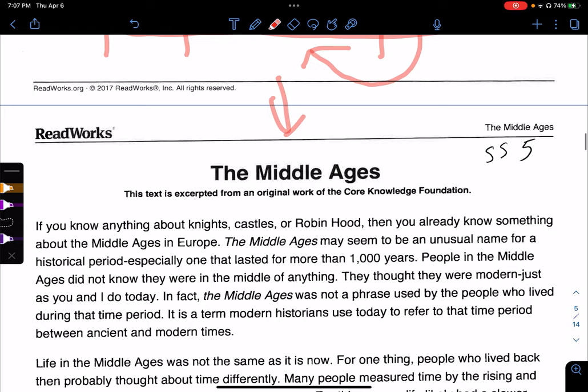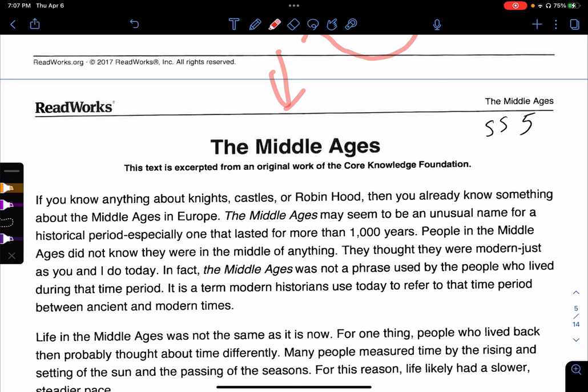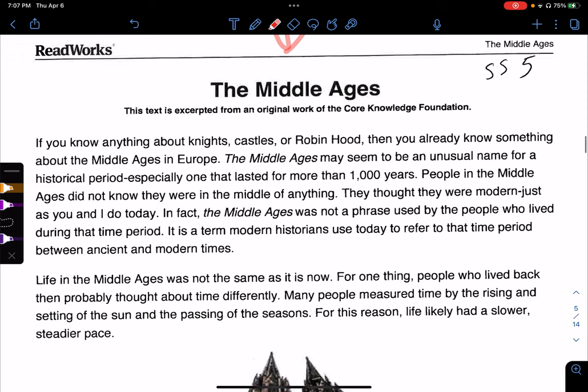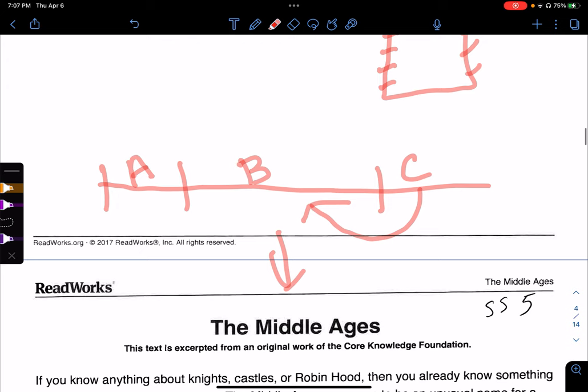and I'm sure that some of you guys forgot already. If you knew anything about knights, castles, or Robin Hood, then you already know something about the Middle Ages in Europe. The Middle Ages may seem to be an unusual name for a historical period, especially one that lasted more than 1,000 years. So the Middle Ages starts with the fall of Rome, which is 476 CE. When I say the fall of Rome, I mean Western Rome, not Eastern Rome. And the Middle Ages end around the 1300 to 1400s CE. So they last approximately 1,000 years.